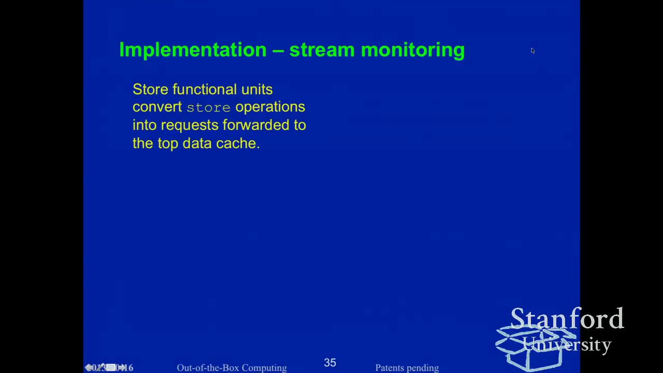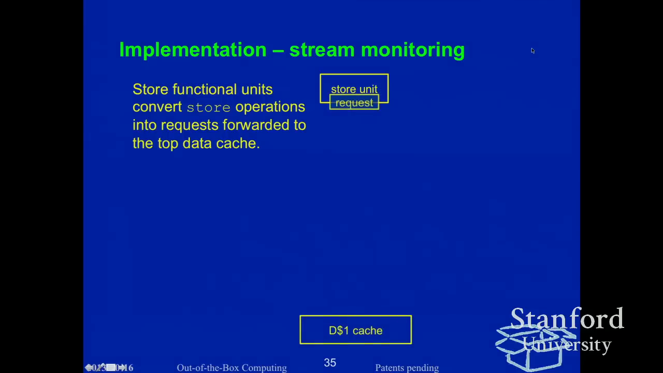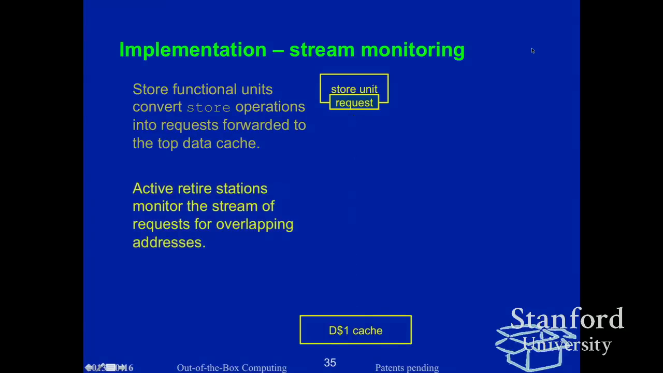So when a store functional unit handles a store operation, it converts that into a store request, which is sent to the D1. And there's your store functional unit. And there's the D1 that we're going to send to.